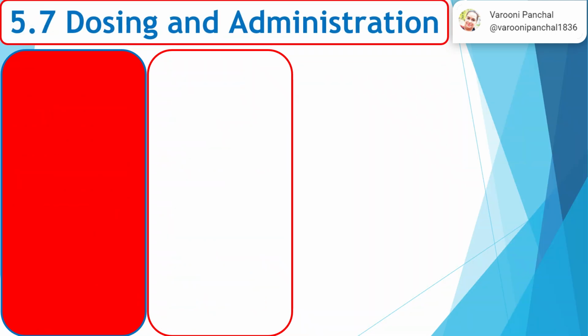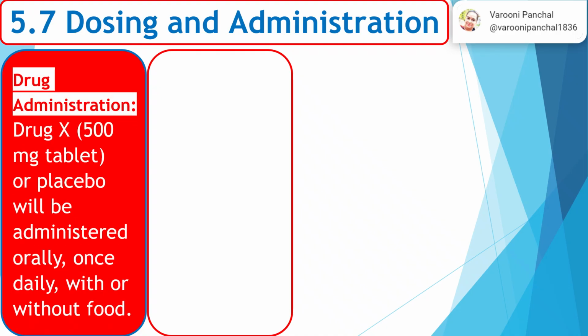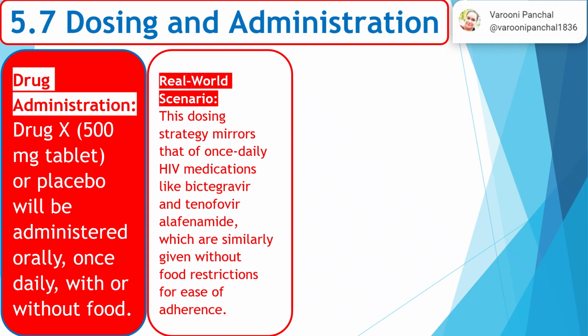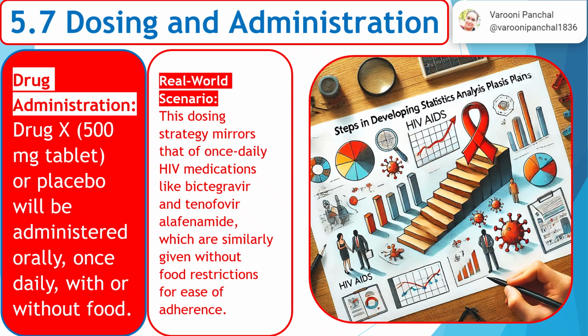Number 5.7, dosing and administration. Drug administration: Drug X, 500 milligram tablet, or placebo will be administered orally once daily, with or without food. Real-world scenario: this dosing strategy mirrors that of once-daily HIV medications like bictegravir and tenofovir alafenamide, which are similarly given without food restrictions for ease of adherence.